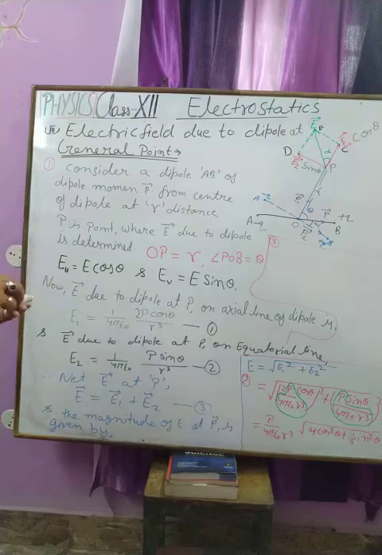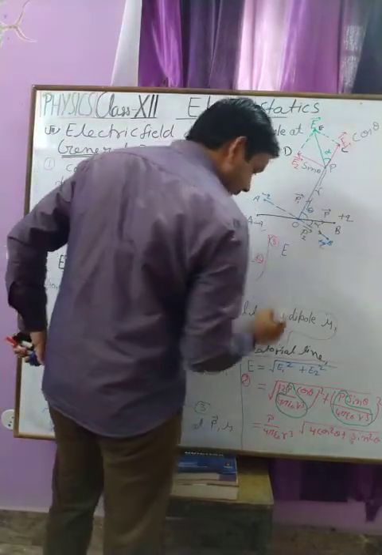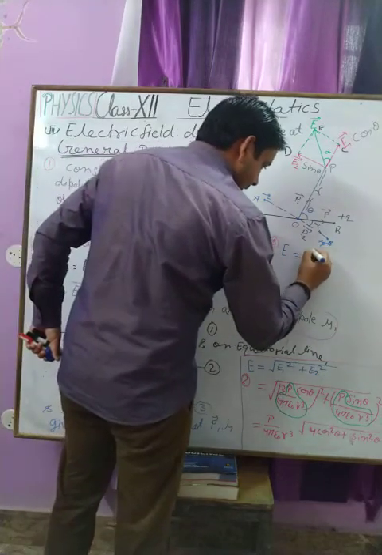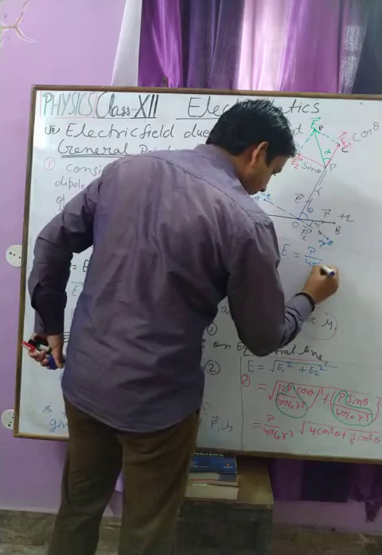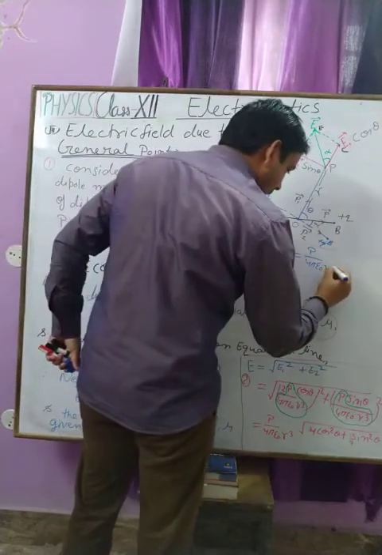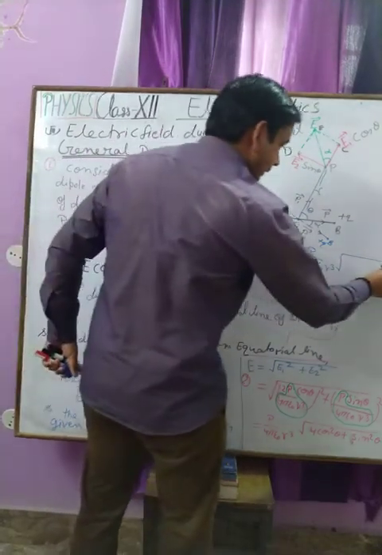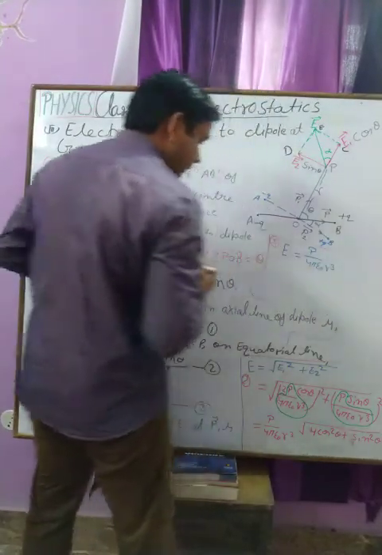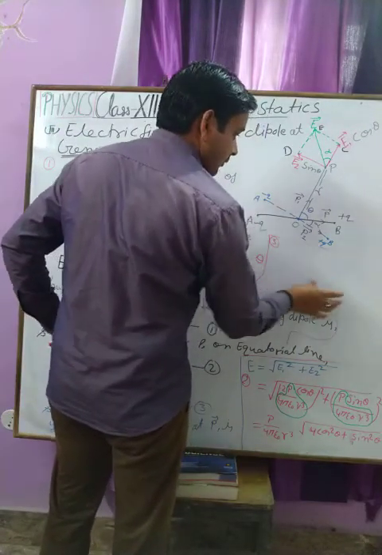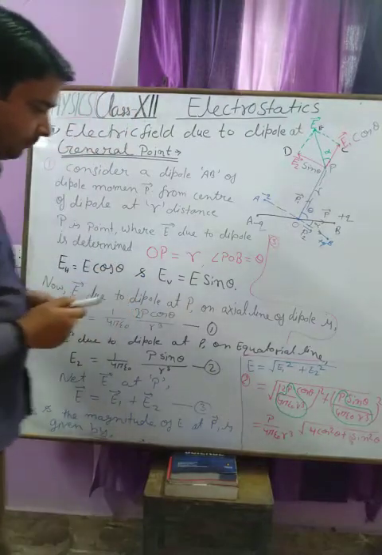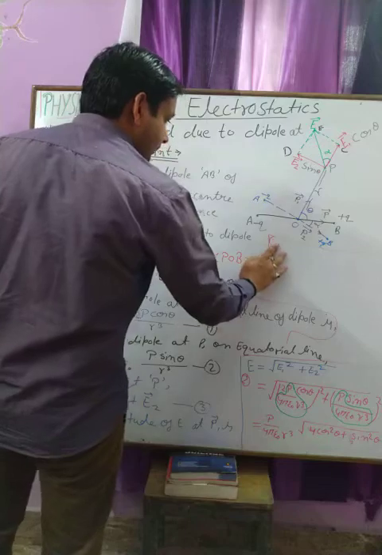So by solving this, the electric field is p upon 4 pi epsilon naught r cube, under root. Student, okay, first copy this to your notebook.